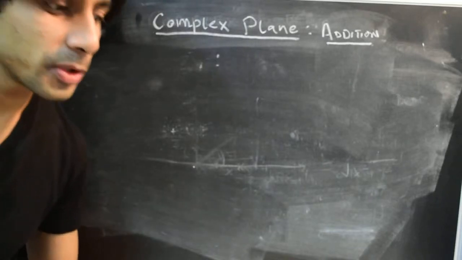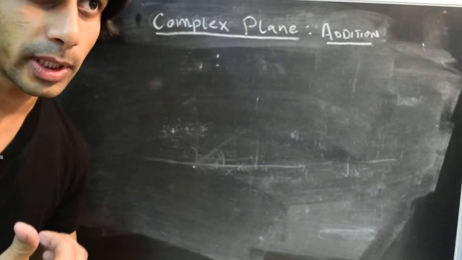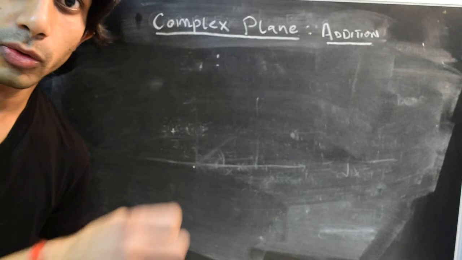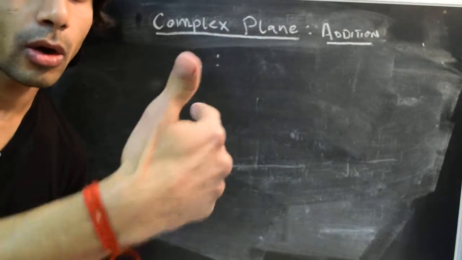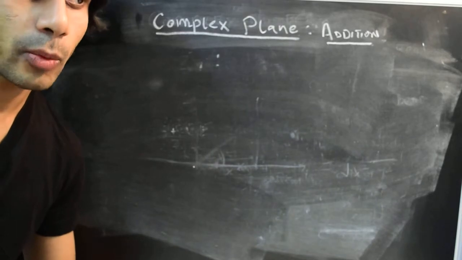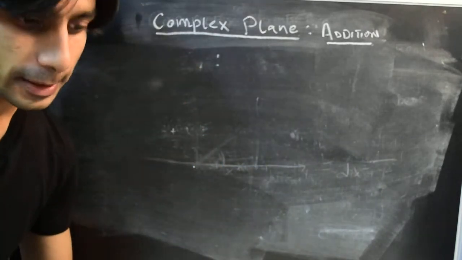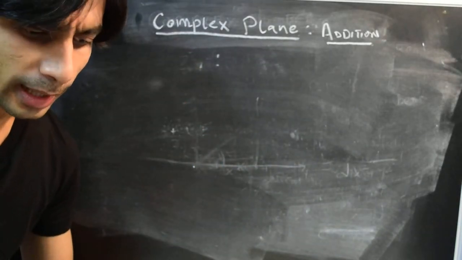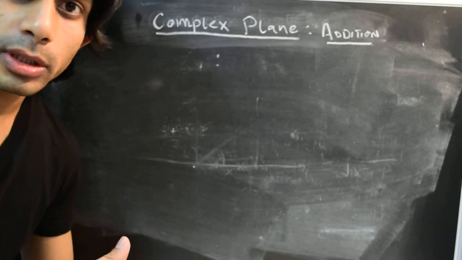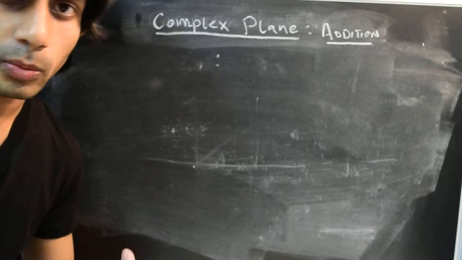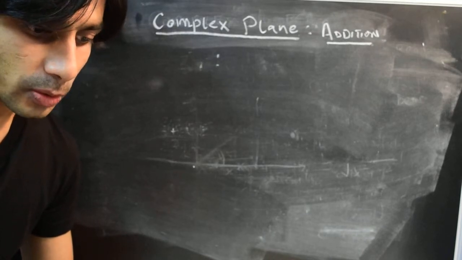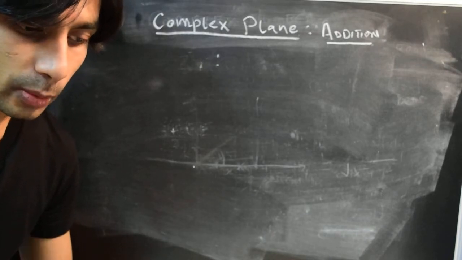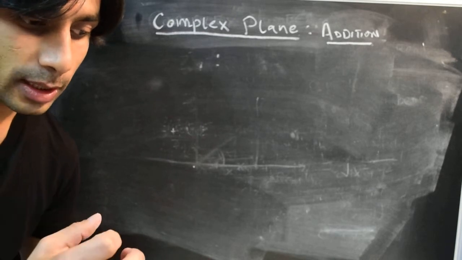Again, in the previous part of this video, we introduced the idea of how to represent complex numbers and variables on a two-dimensional plane, which we call the complex plane. And then we talked about the idea of what is the modulus and the argument of a complex number when we represent it on the complex plane.